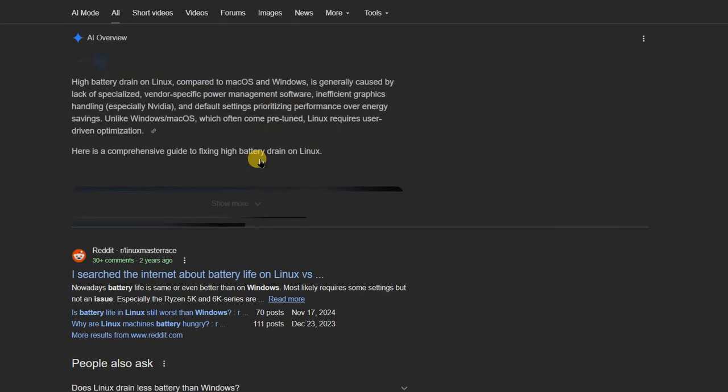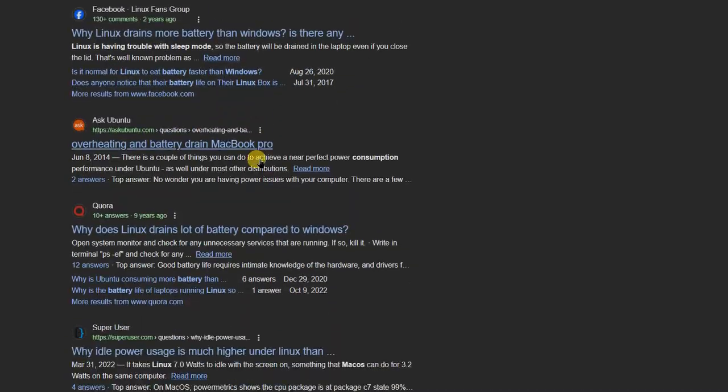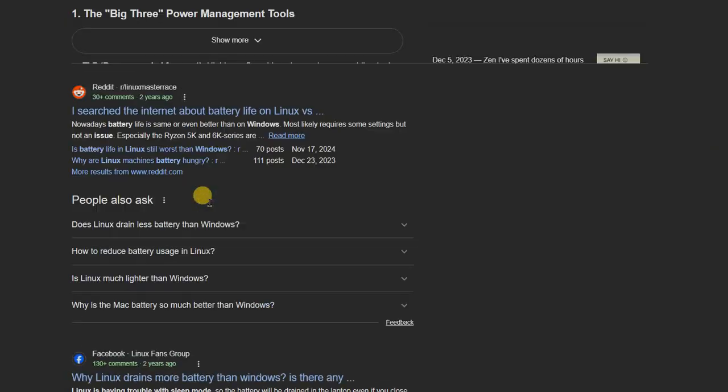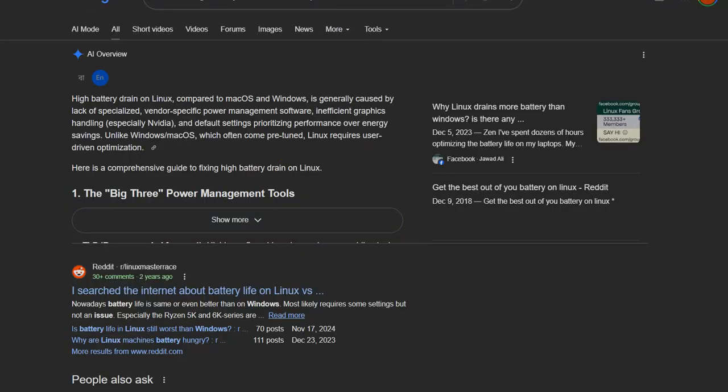Drivers may not optimize your hardware, background services may run nonstop, and the system may keep your CPU and graphics awake when they should rest.